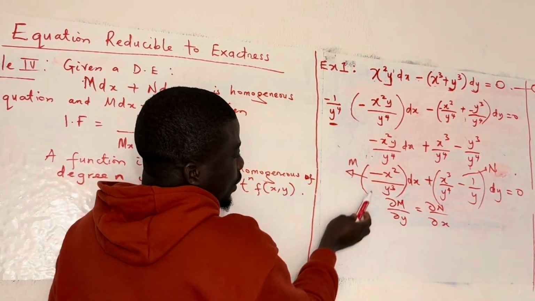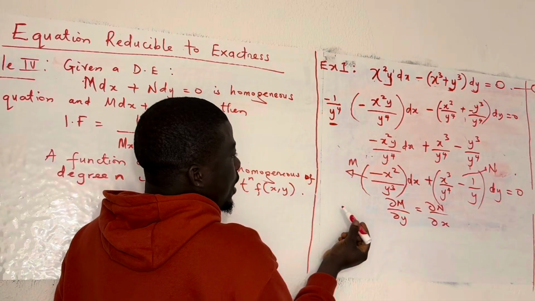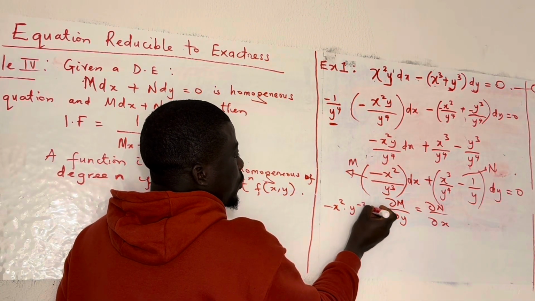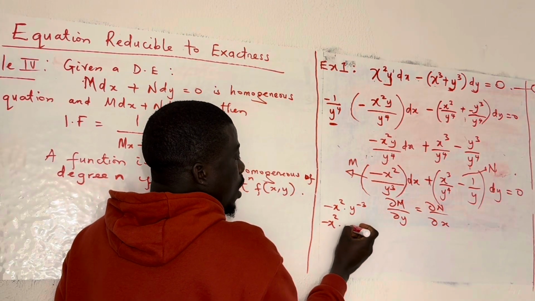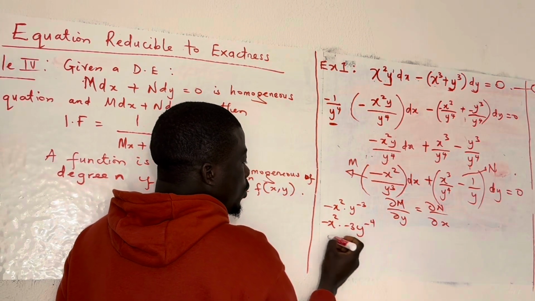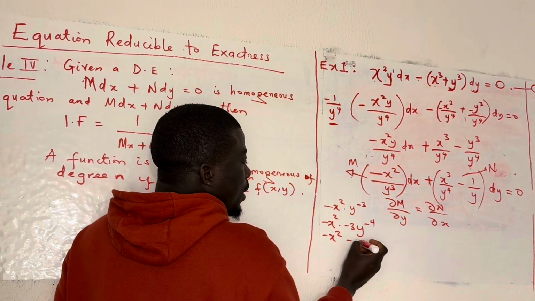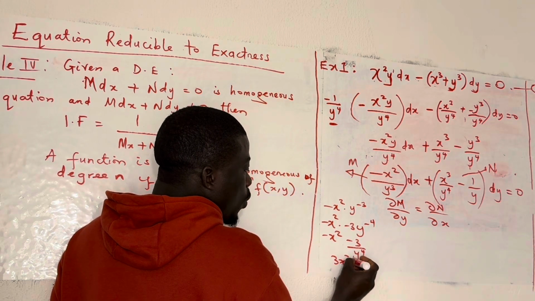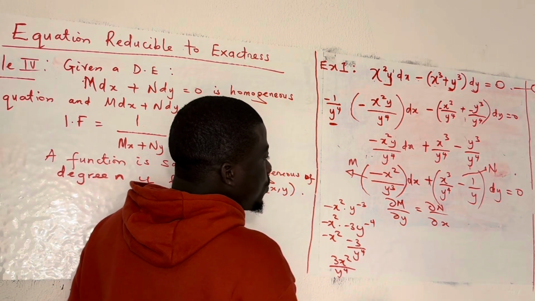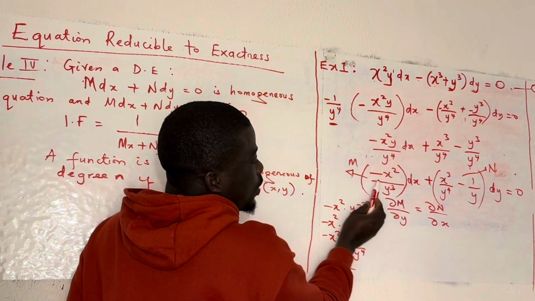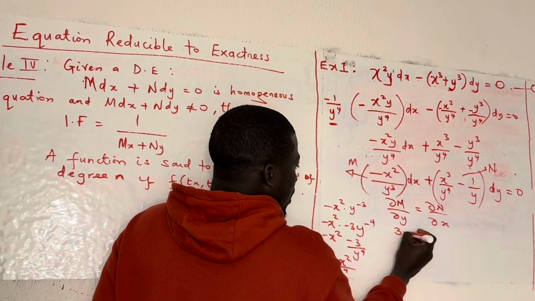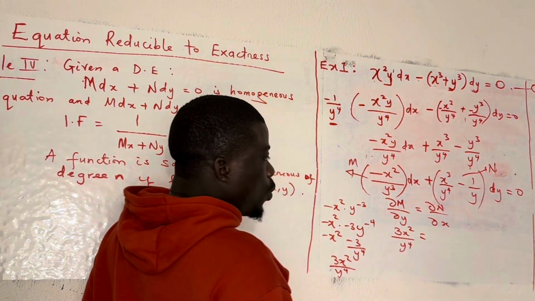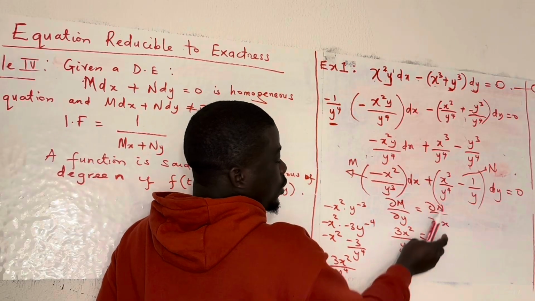Now, let's differentiate this with respect to y. This is minus x squared times y raised to power minus 3, and that will give us minus 3y raised to power minus 4. So this is minus x squared times minus 3 over y raised to power 4, so we have 3x squared divided by y raised to power 4. Now let us differentiate N with respect to x.